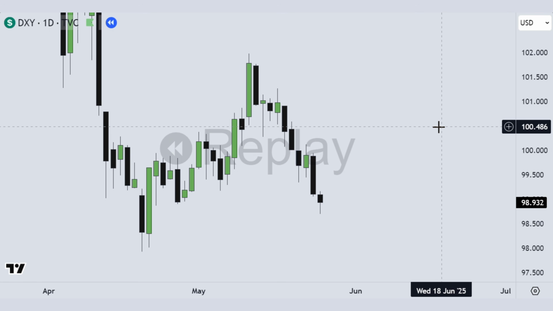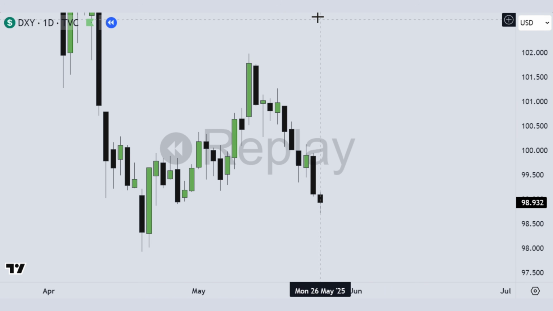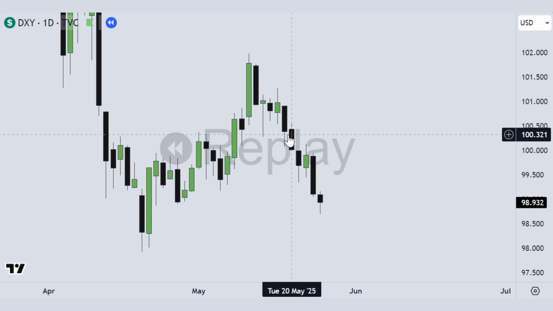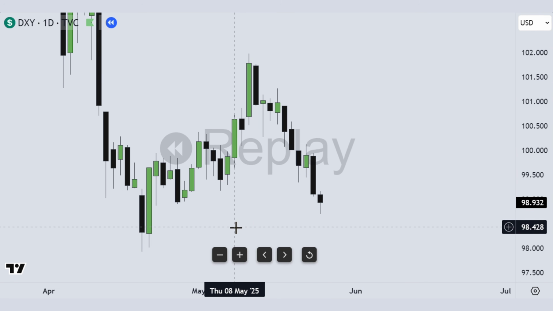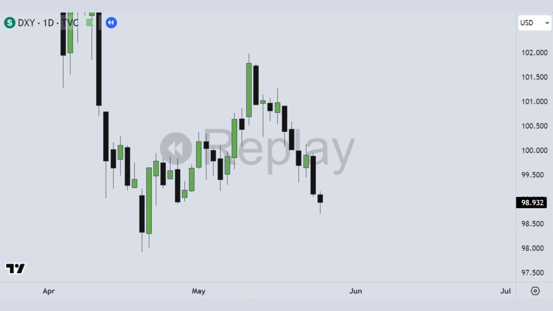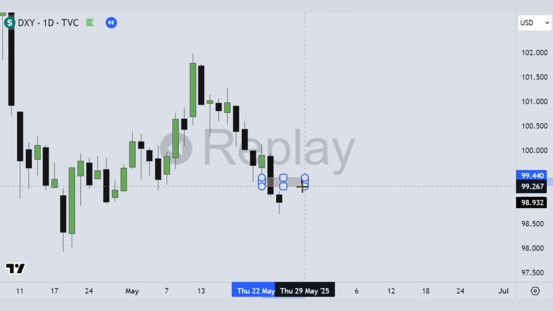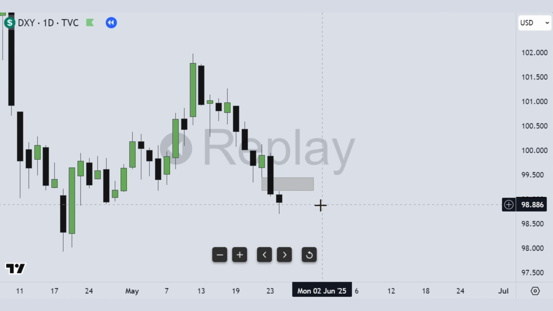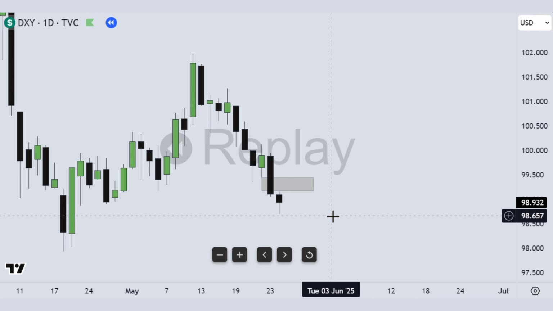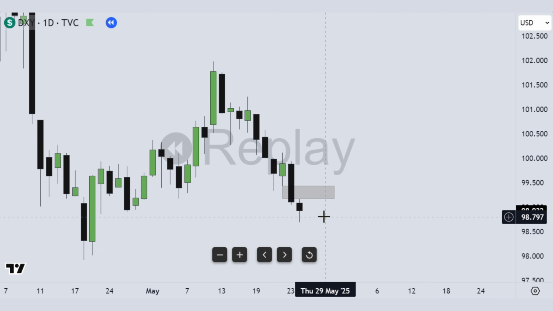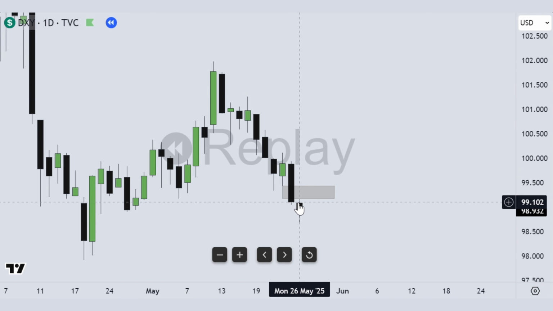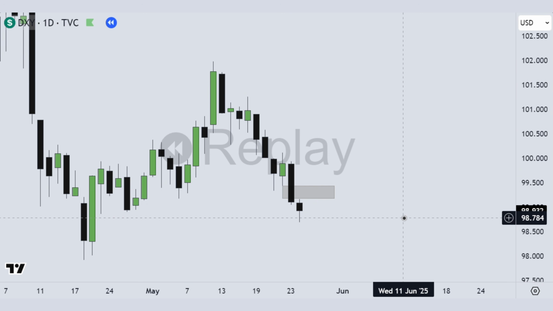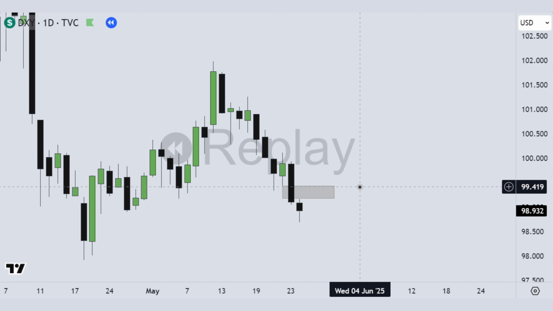We are on the DXY chart, daily time frame. Let's begin by marking some fair value gaps clearly. First, notice this potential bearish fair value gap right here. Now, why do I call it potential? Because this third candle hasn't closed yet. It's still forming. However, if it closes just like this, it will officially become our bearish fair value gap.